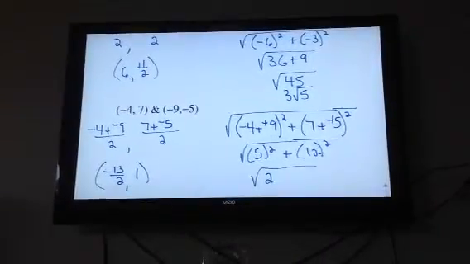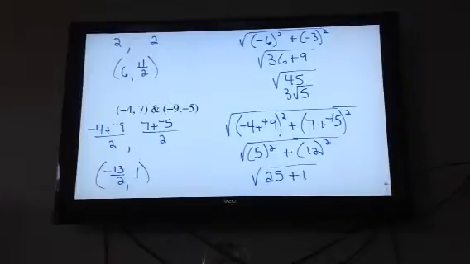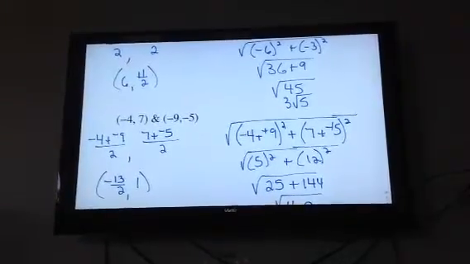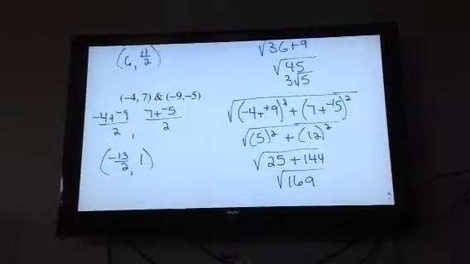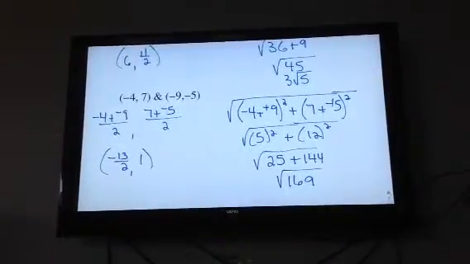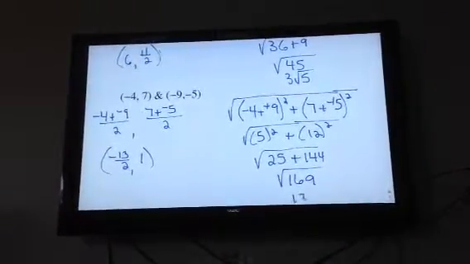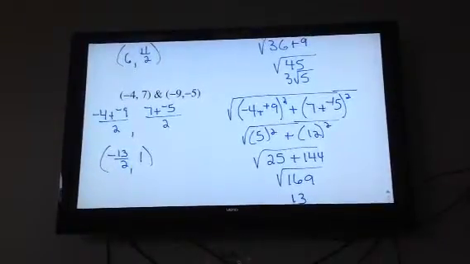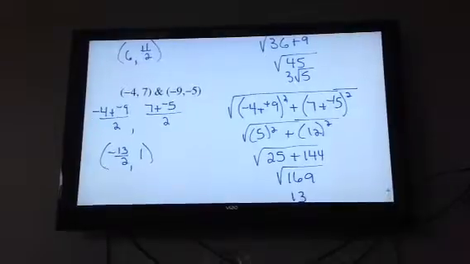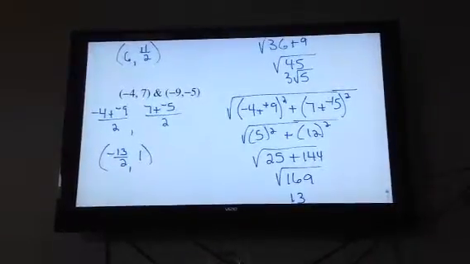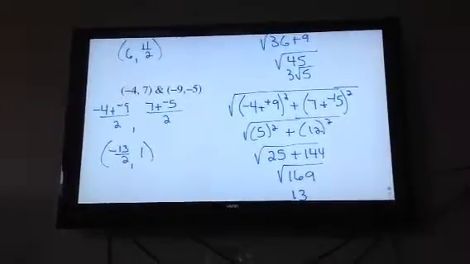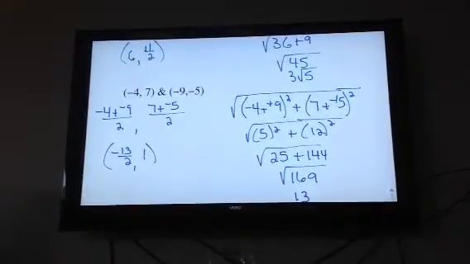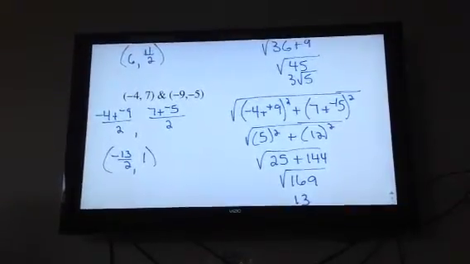So 25 plus 144, which is 169, whose square root is 13. Perfect square. So, lots of arithmetic, not even algebra really, once you plug it into the formulas.